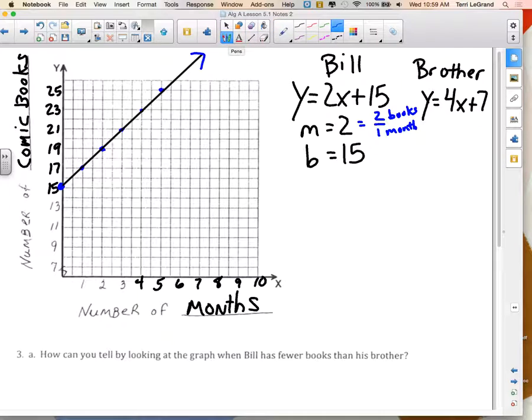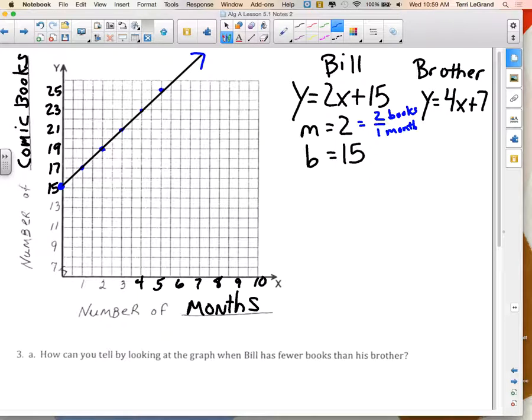Do we extend our line this way and put an arrow down here? Do we keep going down this direction? No. Why not? Because then we would have negative number of months and eventually negative number of comic books. So yeah, we don't want to go that direction.